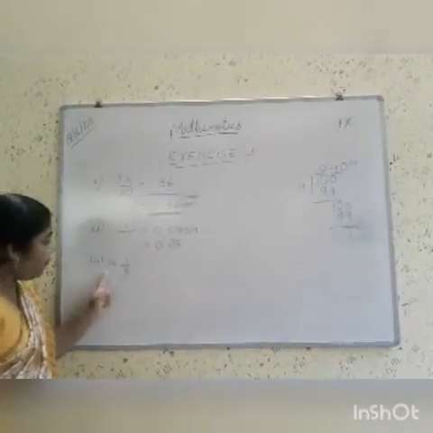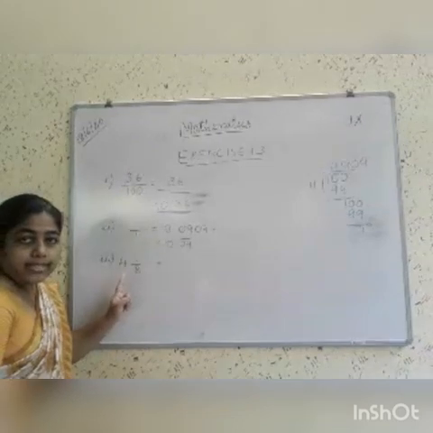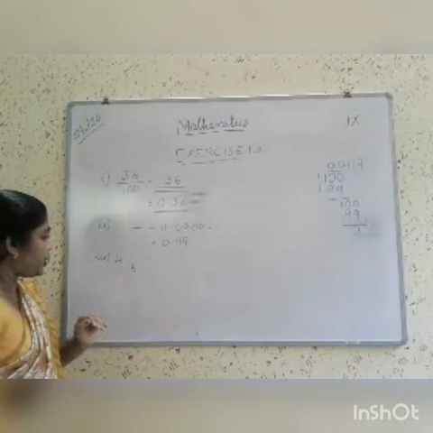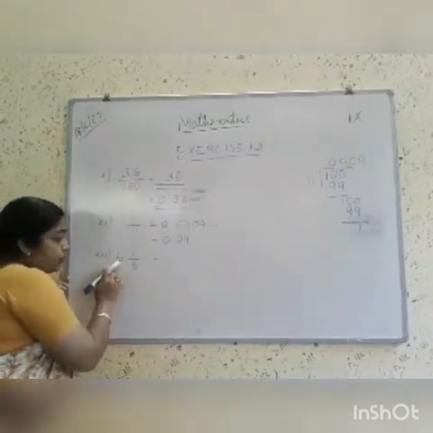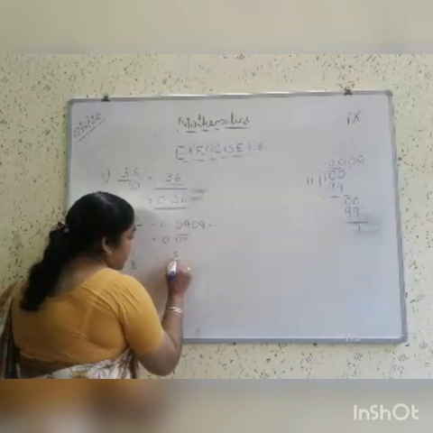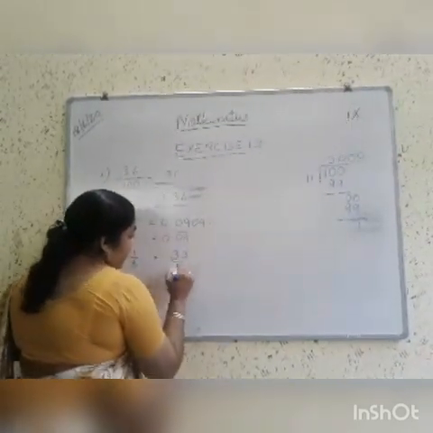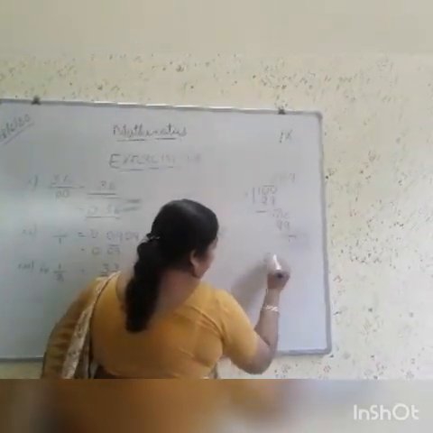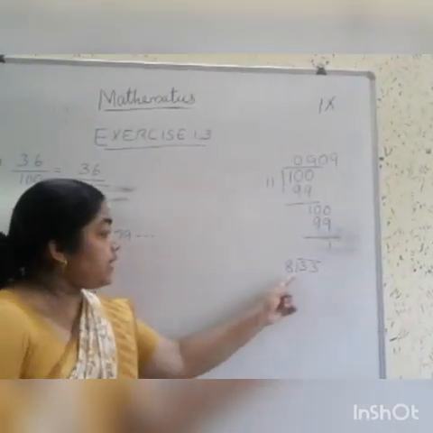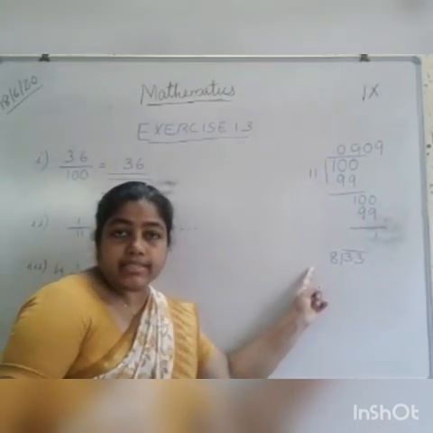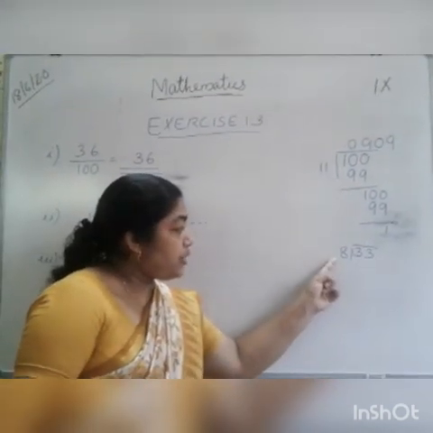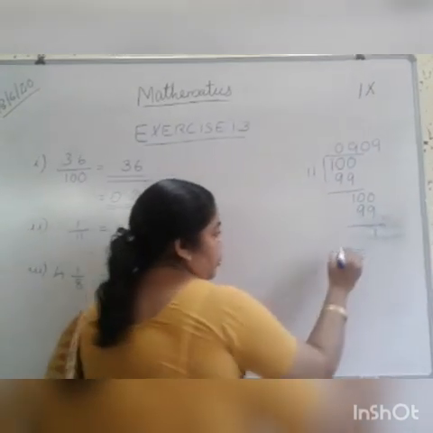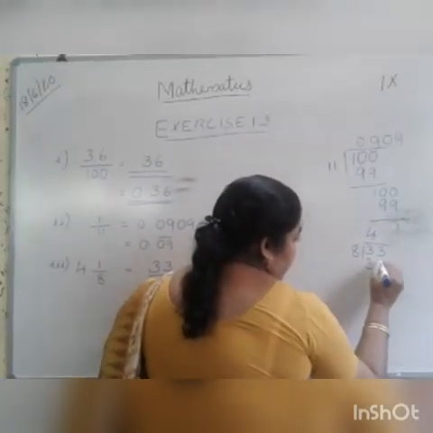Third question is 4 1 by 8. This is a mixed fraction. We can convert this into an improper fraction. 8 fours are 32. 32 plus 1 is 33 by 8. We can do this division also in the working column. 33 by 8. In 33, how many 8s are there? 8 ones are 8, 8 twos are 16, 8 threes are 24, 8 fours are 32. 4, 8 fours are 32.